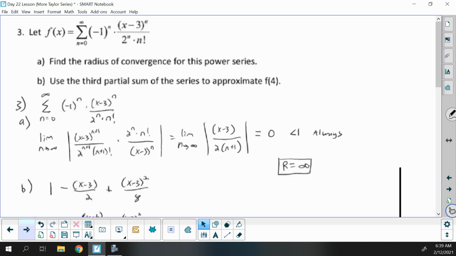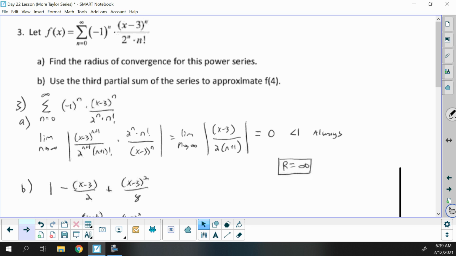Next one, we got to do ratio test, find the radius of convergence. So next term divided by current term. All but 1 x minus 3 wipes out, that's left in the numerator. With our factorials, you'll have an n plus 1 left in the denominator, and you'll have 1 extra 2 in the denominator. As n goes to infinity, the denominator will get enormous. That's going to approach 0. 0 is always less than 1, so our radius will be infinite. If it asked for the interval, we would say -infinity to infinity.